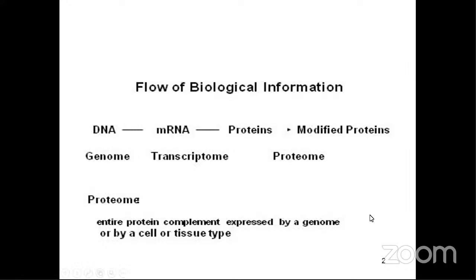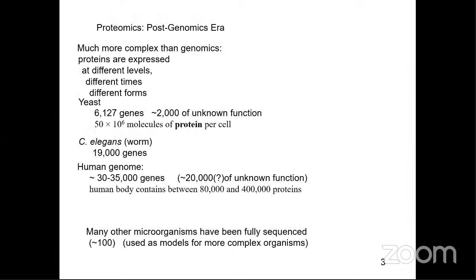So, as I said, the proteins could be expressed at different times, at different stress levels, at different locations in a cell, at different amounts. So, the idea is to understand this and try to get the structure of these proteins and then try to get the sequence of these proteins. Okay, so proteomics is a post-genomic area. After the genomics came proteomics. It's much more complex than genomics, because proteins are expressed at different levels, different times, different forms.